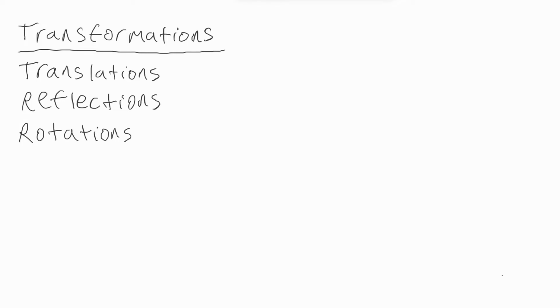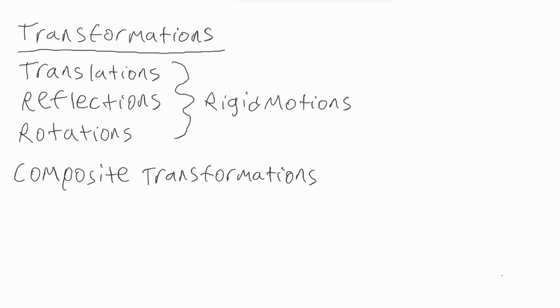And all 3 of these transformations are called rigid motions. These are called rigid motions because they do not change the size or shape of the figure. So they might move it, they might change the orientation, turn it around, flip it, but the figure will stay the same. It won't change size, it won't change shape. And at the end of this unit, we're going to combine all 3 and do what's called composite transformations, which are just a combination of translations, reflections, and rotations.